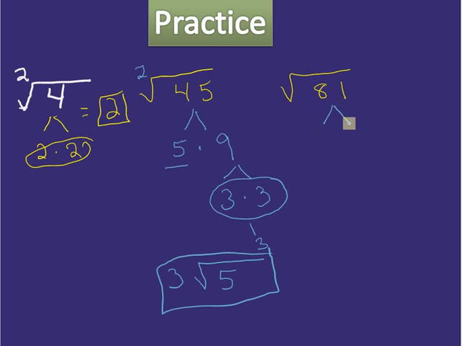What about 81? 9 times 9. Wow, we found a pair right off on a bigger number. You can factor this down farther if you want to, but there's no other numbers. It's the first pair, and that equals 9.